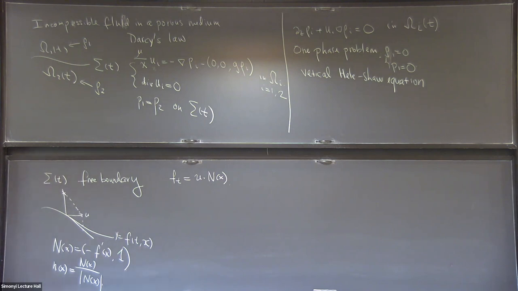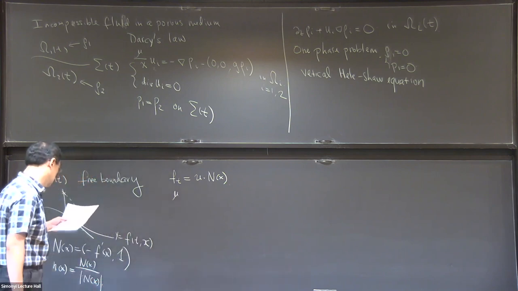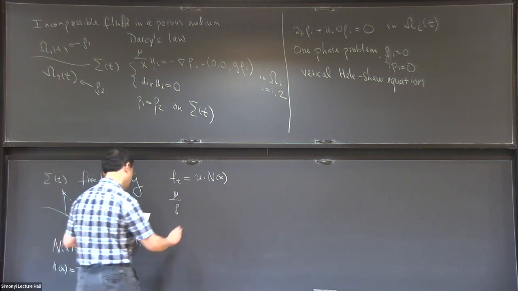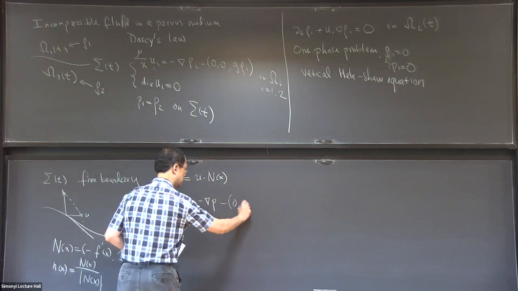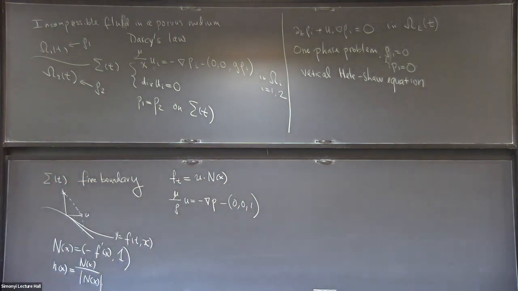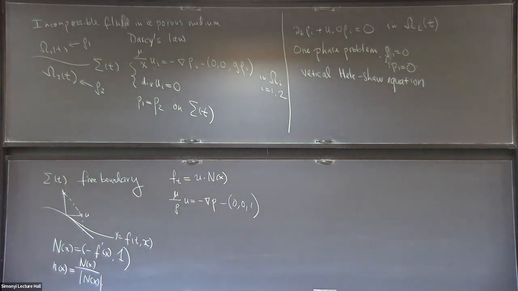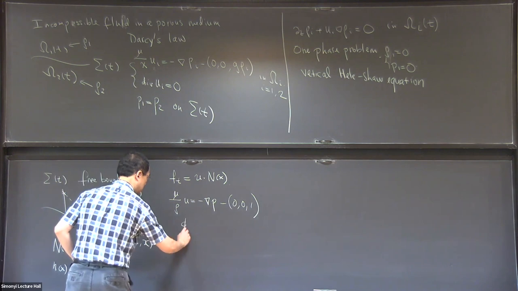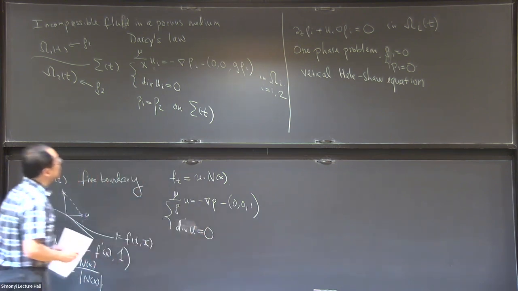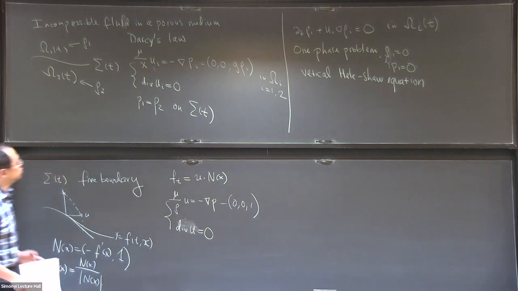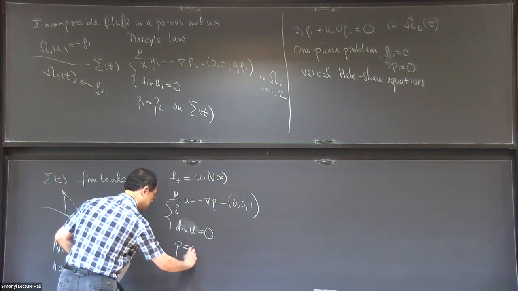So how to do that? Let's go back to Darcy's law. In the one-phase problem, we can write Darcy's law as follows: mu divided by kappa times u is equal to minus gradient p minus rho (0, 1). Here I normalize this gravitational constant to be 1. And this rho is the density and mu is the viscosity constant. We also have the incompressibility condition, so divergence of u is equal to 0. And P1 is equal to P2 on the free boundary, so that means P is equal to 0 on the boundary.